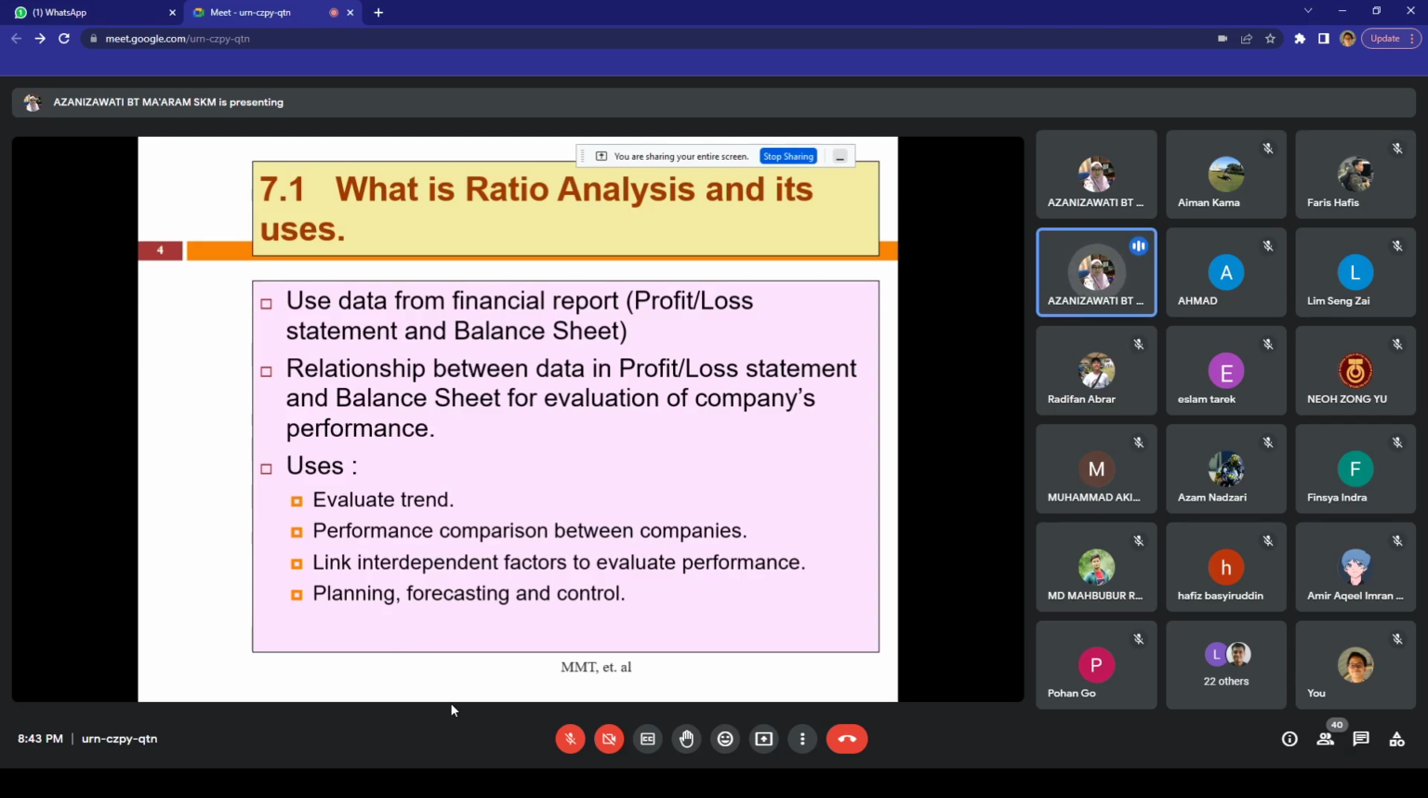The use of ratio analysis is that you can evaluate the trend. Let's say you get 3 years of data; within those 3 years, what is the trend? Is it going downward or upward? It also allows performance comparison between companies, and links interdependent factors to evaluate performance. You also can use the ratio analysis of the profit and loss statement and balance sheet to plan and forecast, as well as to control.